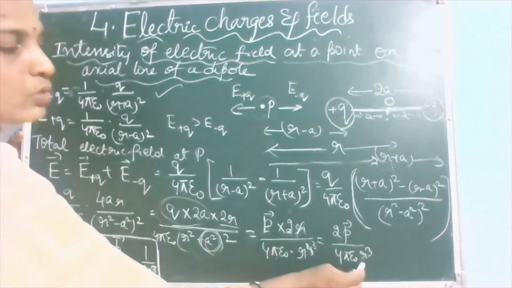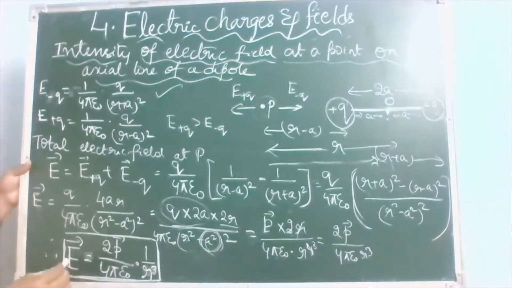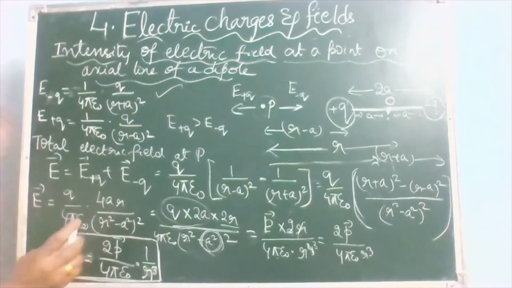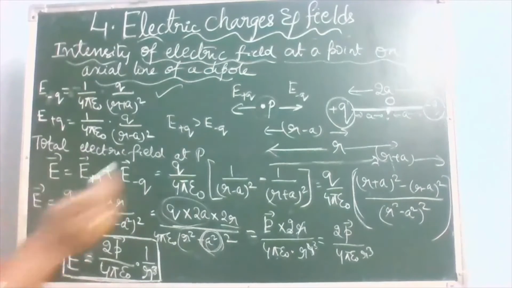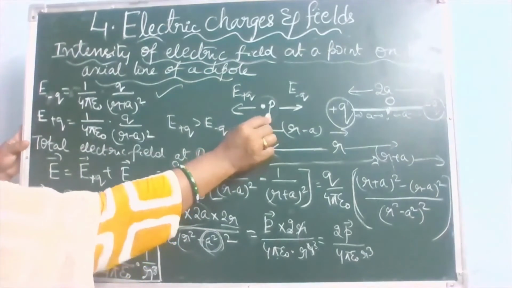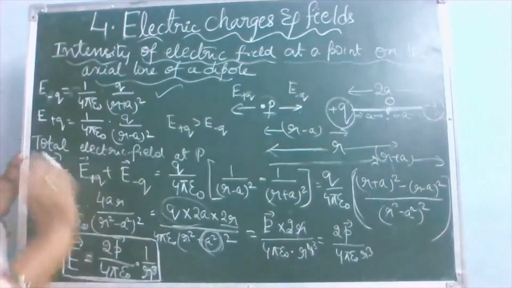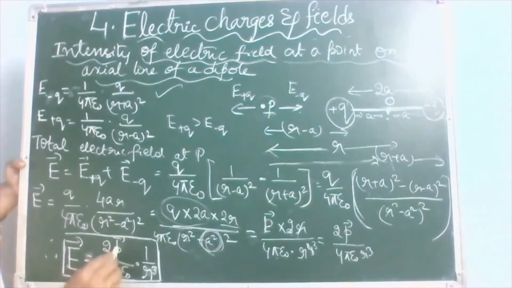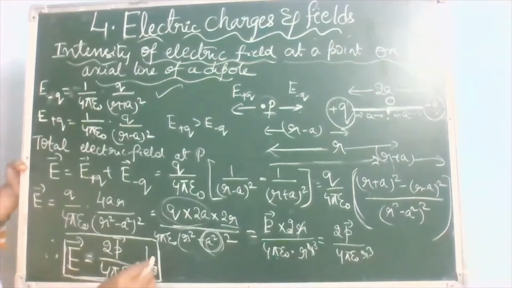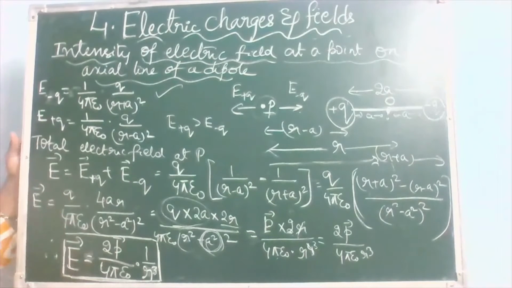So we will get the formula for the electric field intensity at a point P which lies on the axial line of the dipole. So E is equal to 2p by 4 pi epsilon naught into 1 by r cube. So this is the formula we got for the electric field intensity for a point on the axial line. Let us see for the equatorial line.